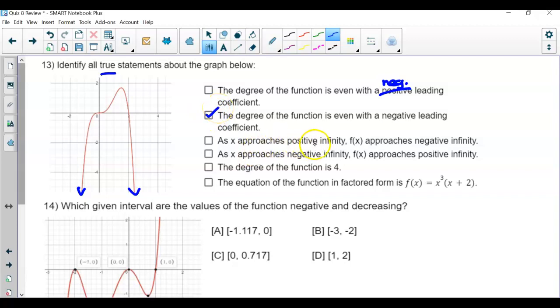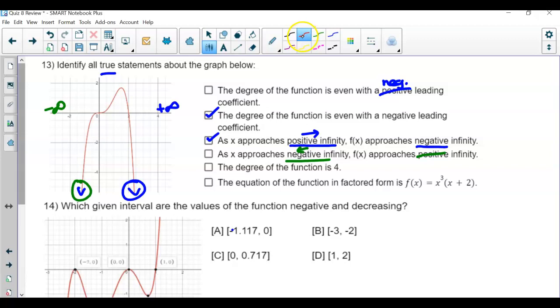Now here we have our end behavior. So as x approaches positive infinity, so as we're going to the right, towards positive infinity, what direction is the right side of our graph going? Down to negative infinity. So this statement is true. So then as x approaches negative infinity, so now as we're going to the left, towards all the negative, what direction is the left side of our graph going? Down towards negative, but this says positive, so that statement's false.